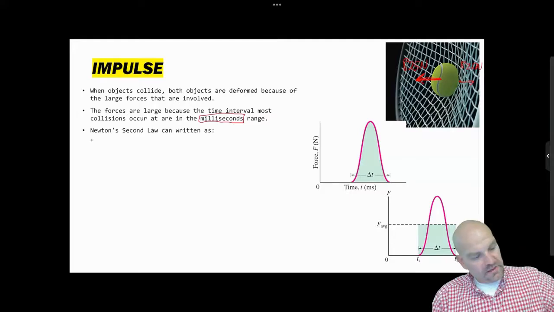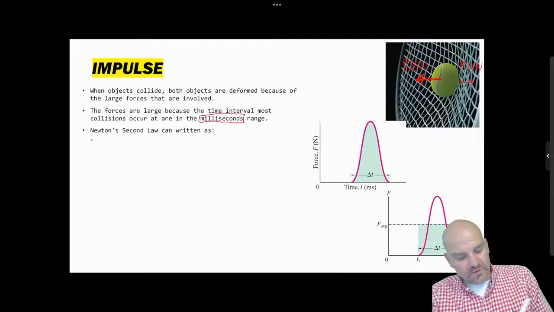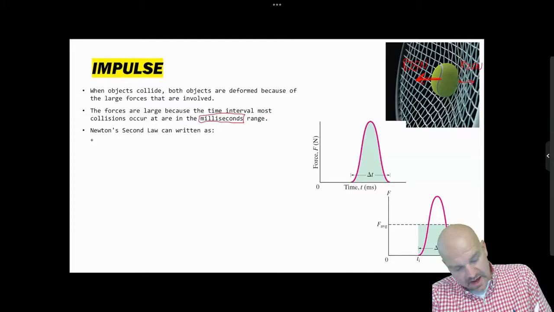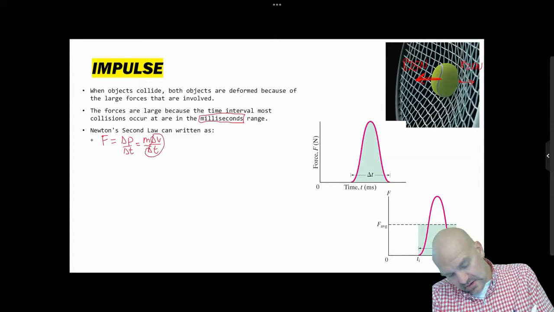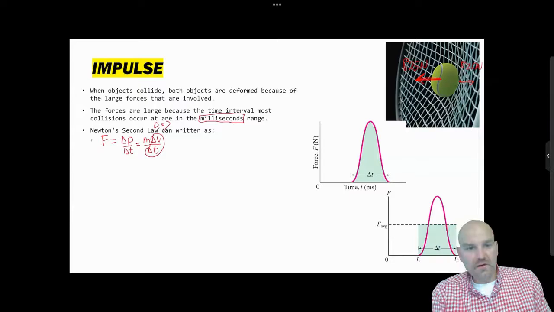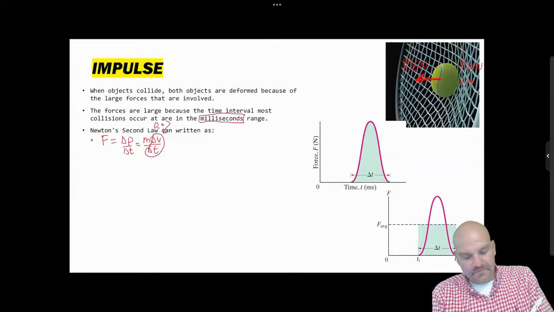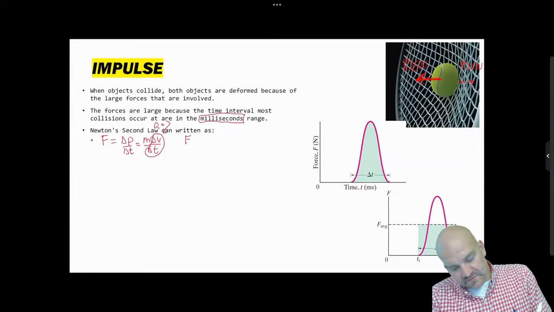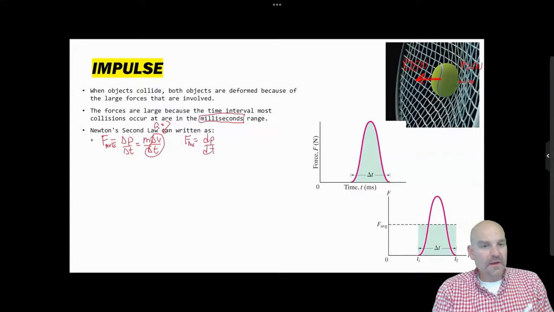Now, in the last video, we rewrote Newton's second law as delta p over delta t, or m delta v over delta t. But remember, delta v over delta t is acceleration, which is our Newton's second law. We also talked about this being average, and in terms of instantaneous, we would do dp/dt.